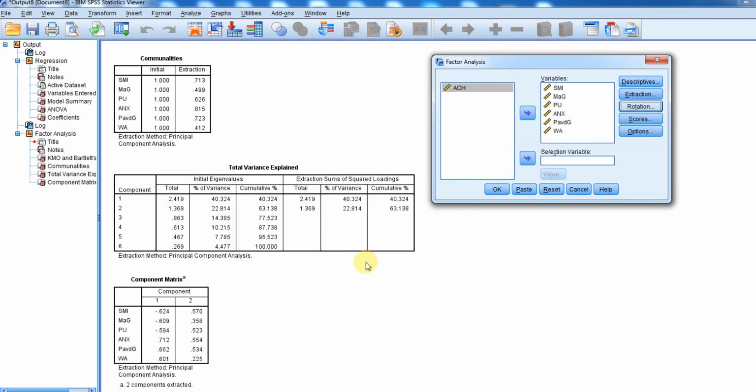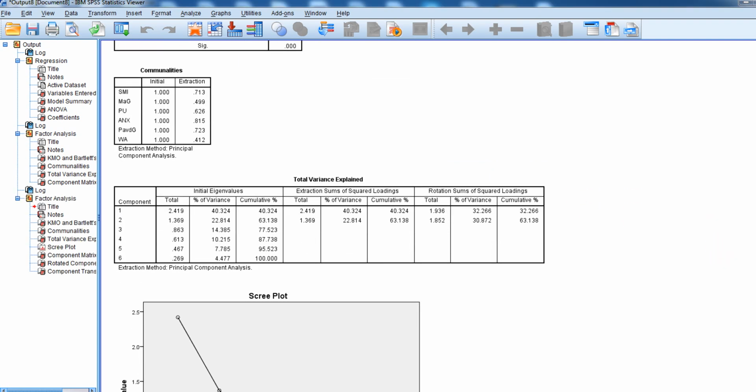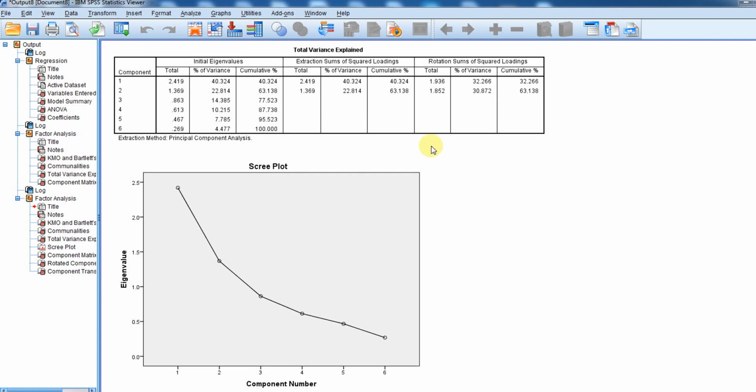So, clicking on this again, you'll notice that in my output, in the extraction sum of squared loadings columns, you've got the eigenvalues for the first two components right here, and then there's nothing else following. That's basically reflecting that eigenvalue cutoff rule of, well, we're going to retain only those components that explain at least as much variation as a single measured variable. So everything else is cut out of the picture.